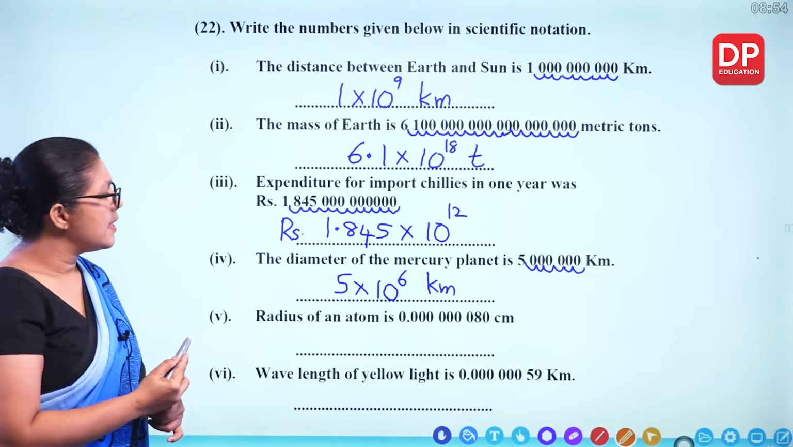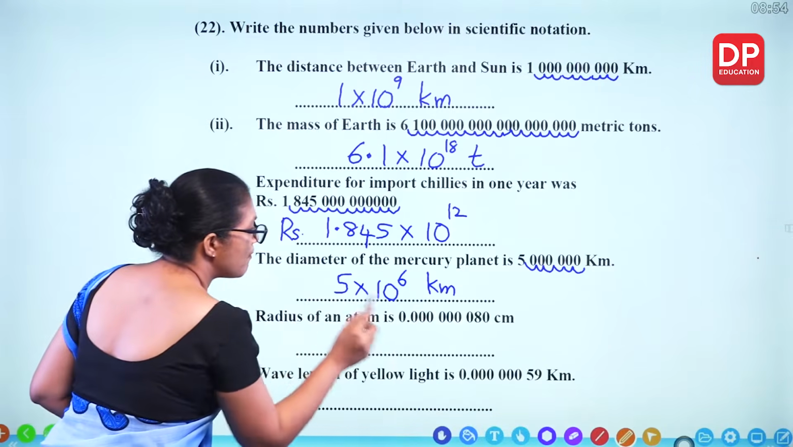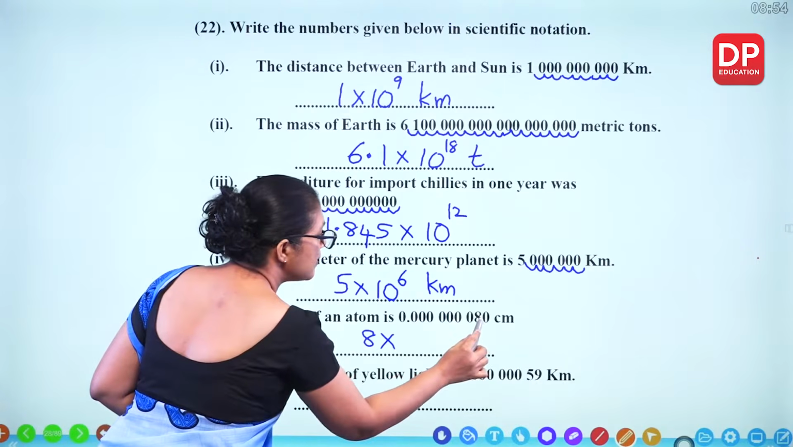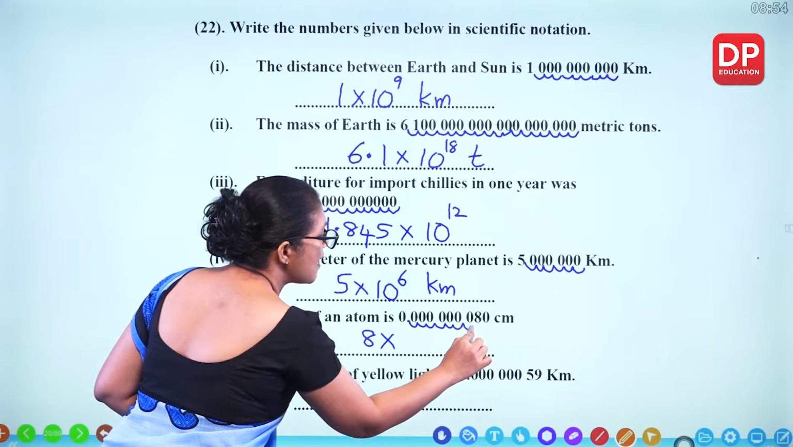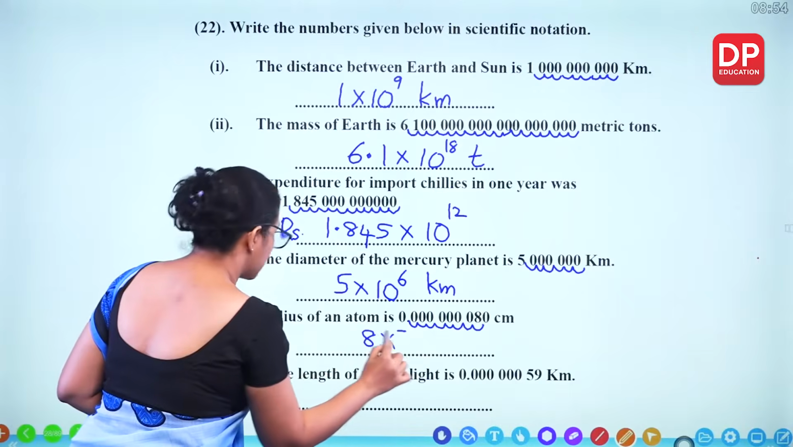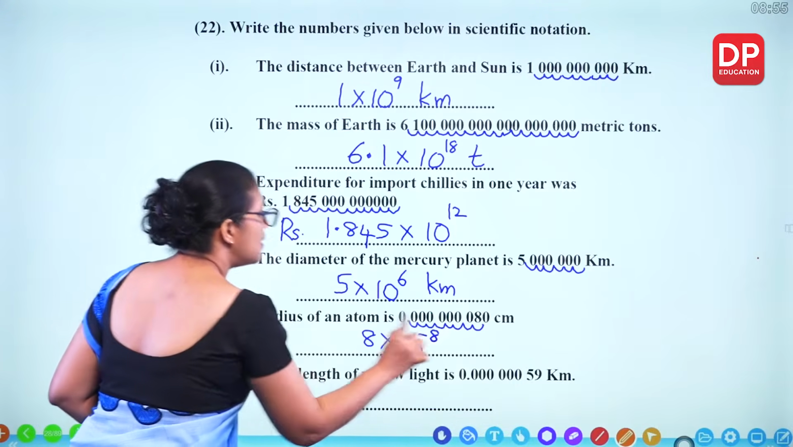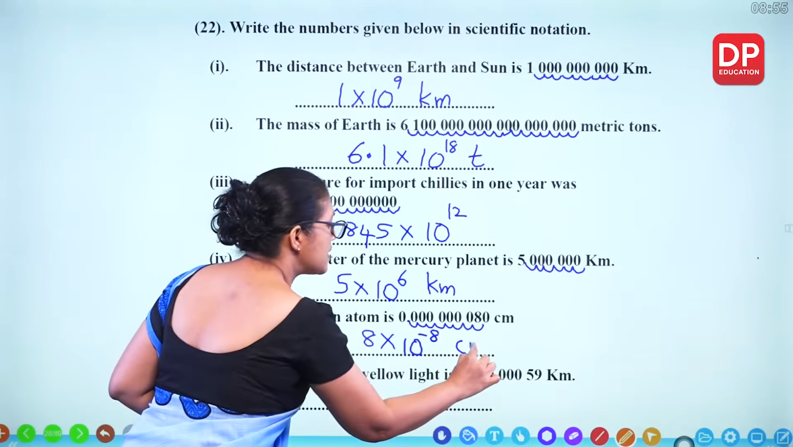The radius of an atom is a very small number. So this is a negative power. So 8 is the number less than 10. Counting 1, 2, 3, 4, 5, 6, 7, 8 places, 10 to the power negative 8. This is in centimeters.